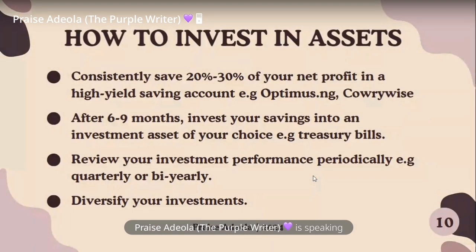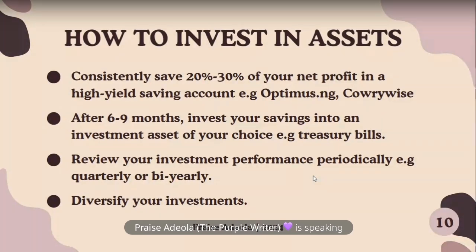Number one, consistently save 20 to 30% of your net profits in a high yield saving account. Now, I specifically said net profit. That is having removed all the deductions of expenses, having removed all the deductions of tax, all those things that you need to deduct to generate your net profit.